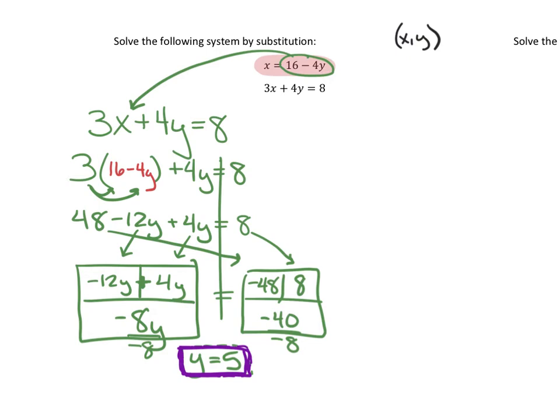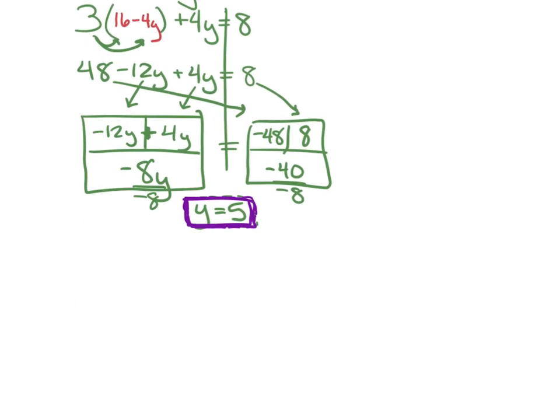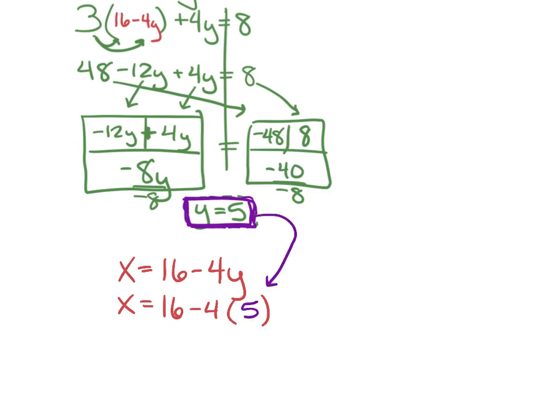That means we can take the red equation from the top, x equal to 16 minus 4y, and instead of writing 16 minus 4y, we can say that x is equal to 16 minus 4 times 5. Do you see how this y now gets plugged into the y of the original equation? Now it's a simple computation.